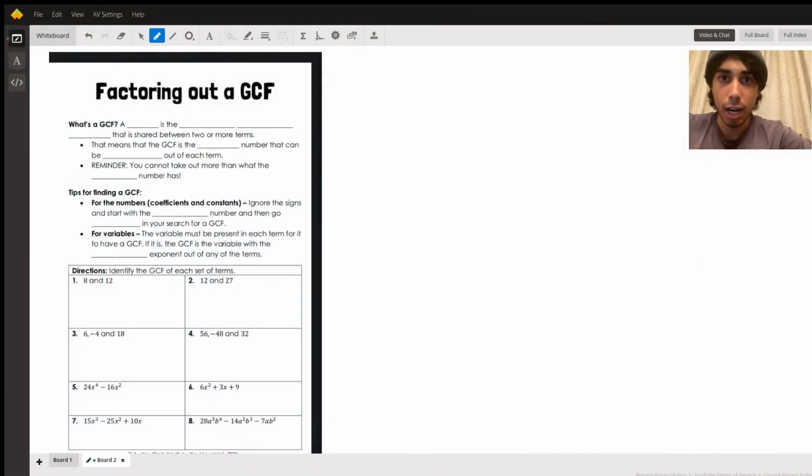Good morning. All right. This is going to be for factoring a greatest common factor. It is the notes for Integrated 2 for Wednesday, the 28th. All right. So here's what we got.